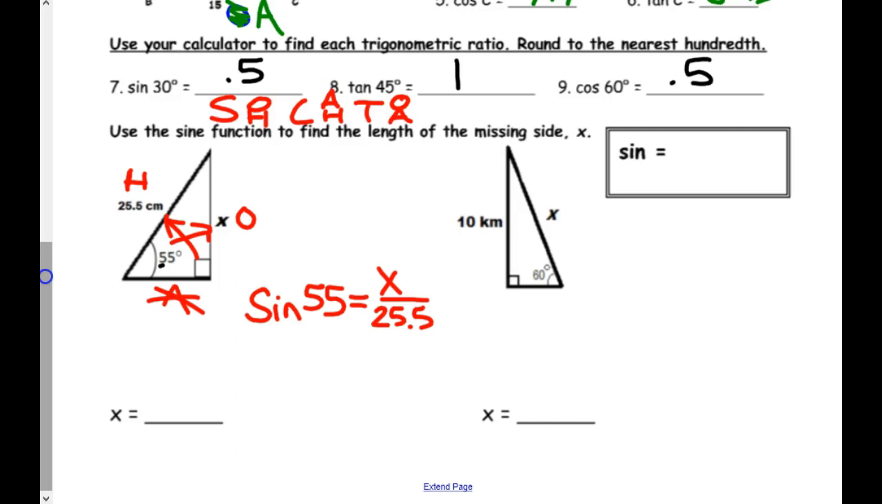The opposite of dividing is multiplying. So here's the deal. When X is on top, you're going to have to multiply by whatever's on the bottom. If I do it on one side, I'm going to do it on the other side. So these 25.5s cancel out. Now I just have X equals. And what's left over is your calculator problem. Okay? All I need to do is type in the calculator, sine 55 times 25.5.